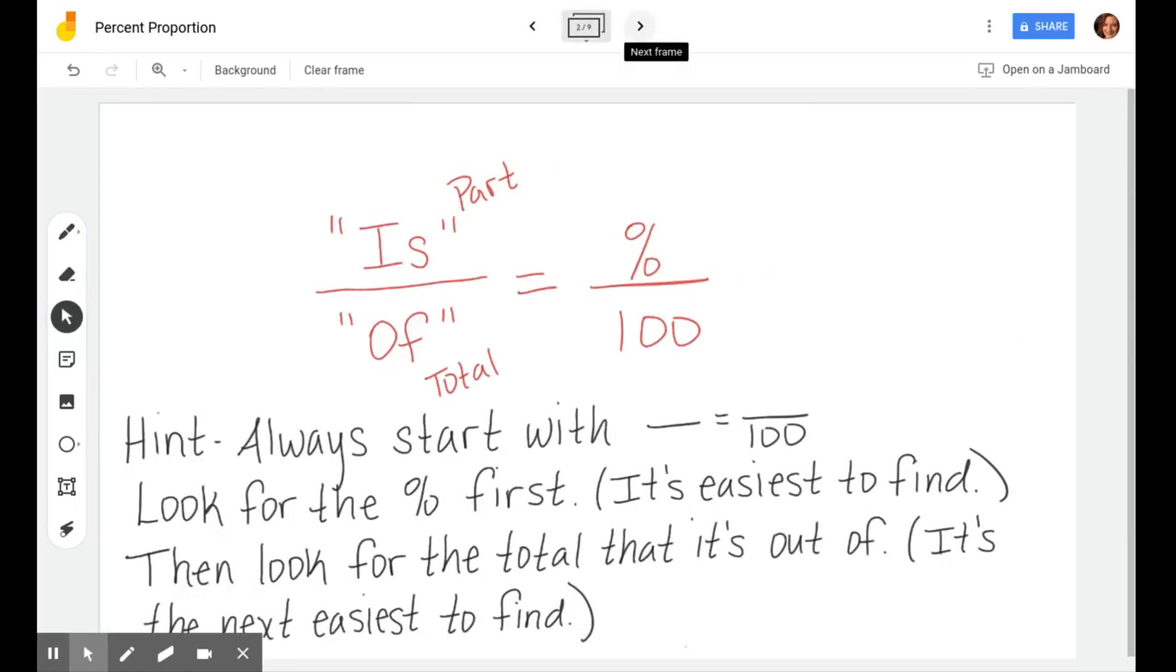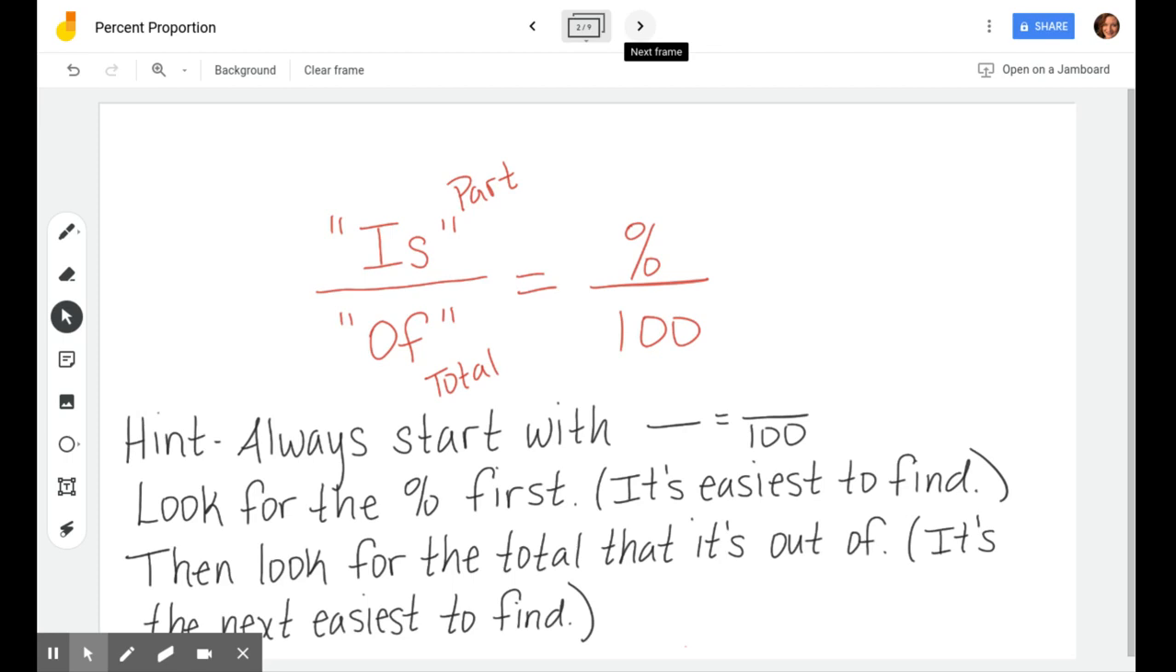This is called the percent proportion. So we've already studied proportions, so hopefully I can just do a quick review of how to cross multiply and solve those. What I remember for percent proportion is is over of equals percent over 100. The is represents the part, the portion out of the whole thing. And the of is the total.